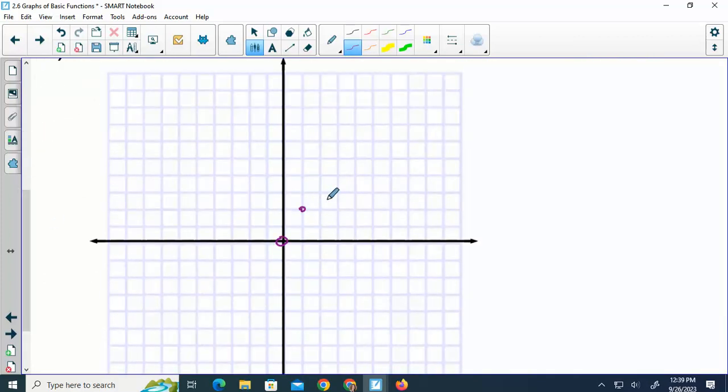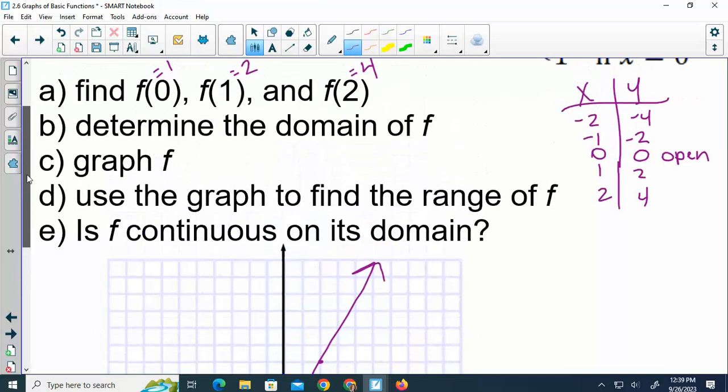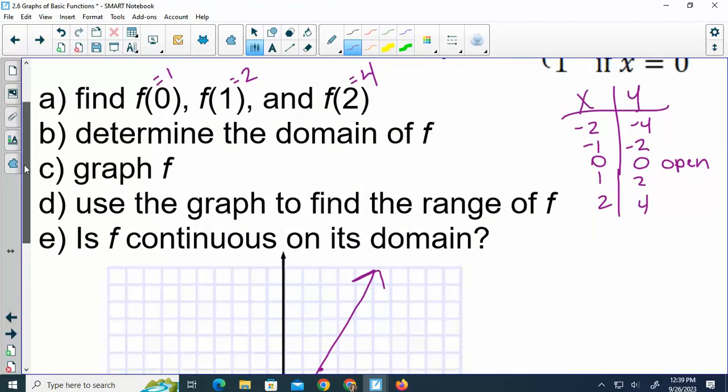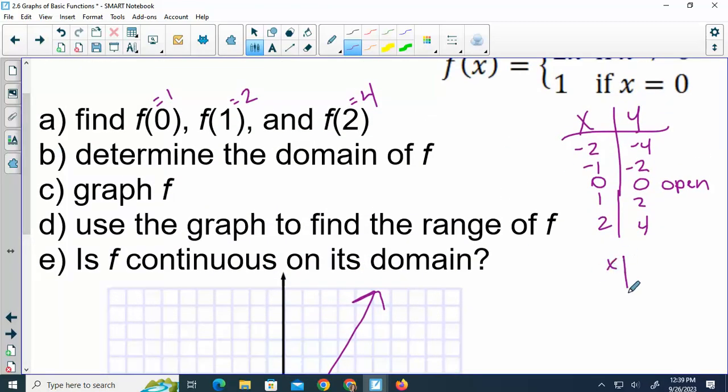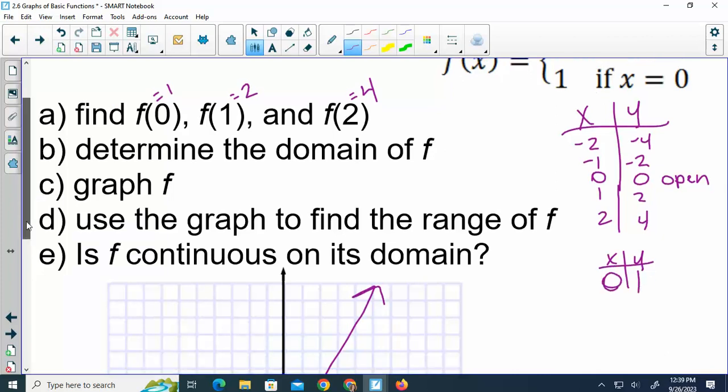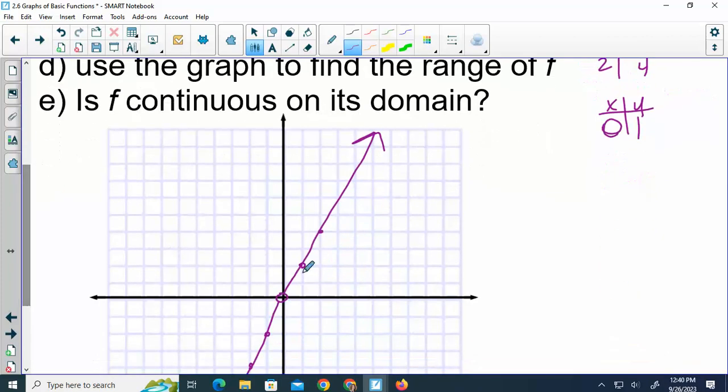1, 2, 2, 4, -1, -2, -2, -4. So it looks something like that. The second piece, 1, if x equals 0, the only x value we plug in is 0, and we get out 1. So 0, 1 is a point.